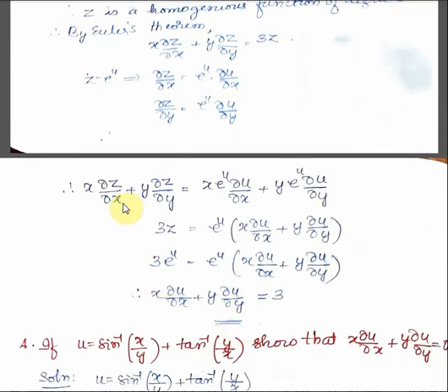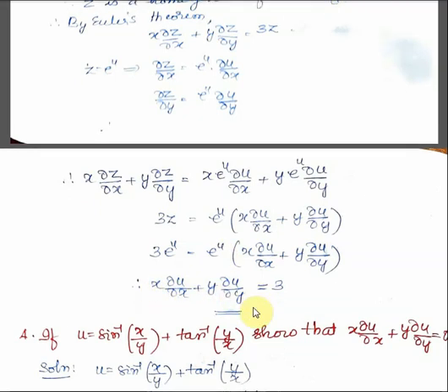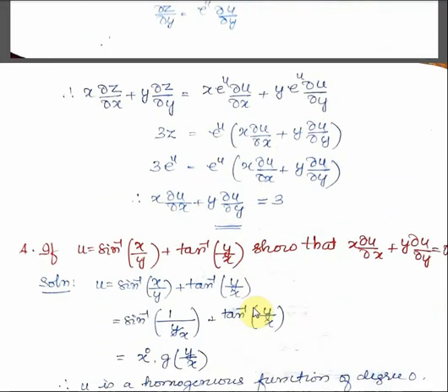So substitute for dou z by dou x and dou z by dou y. Take e power u common. Substitute for z also as e power u. This is going to get cancelled. So x dou u by dou x plus y dou u by dou y is equal to 3. This is the required relation.